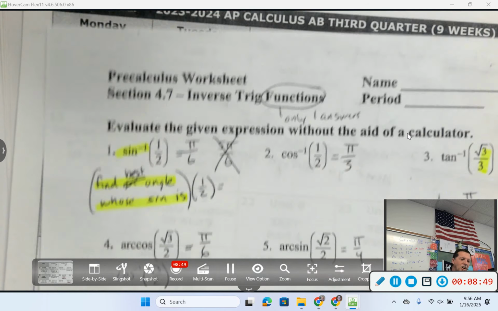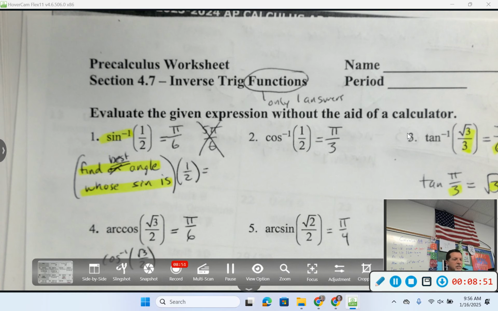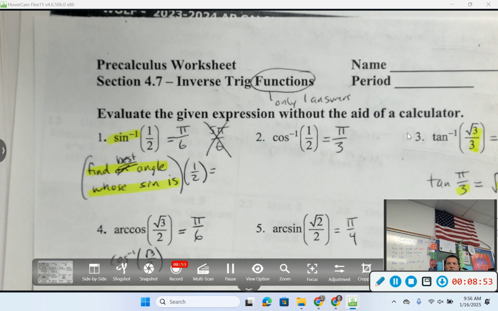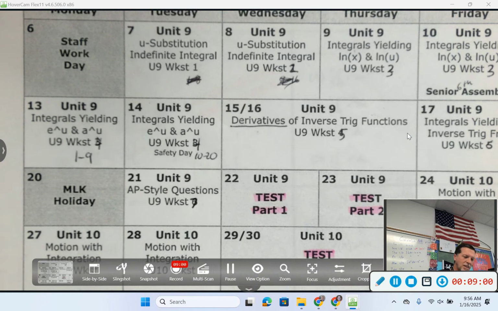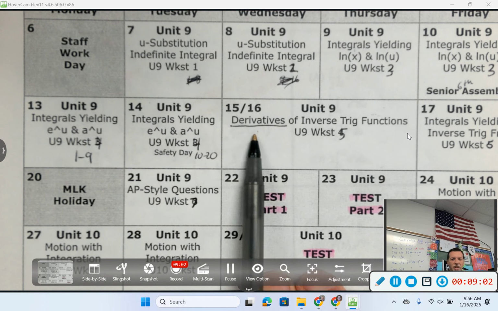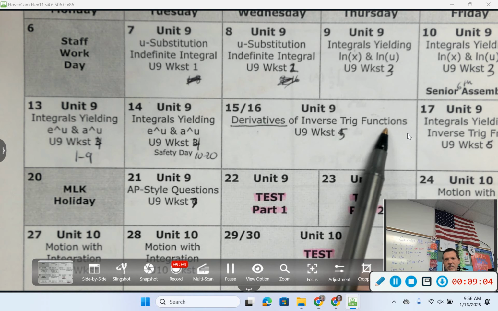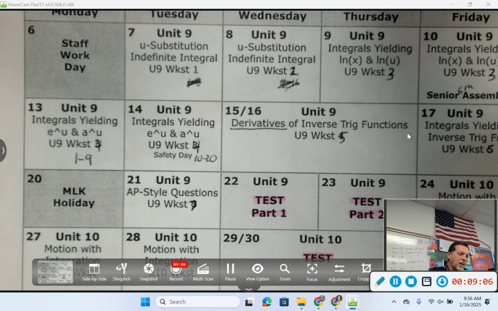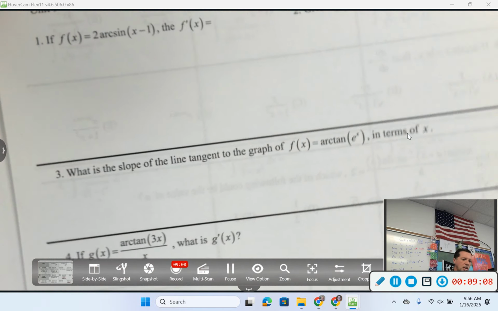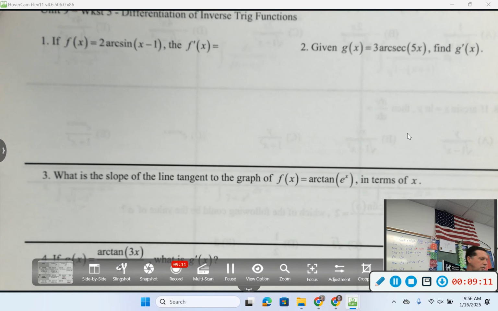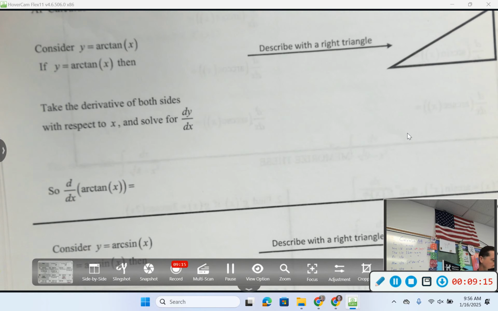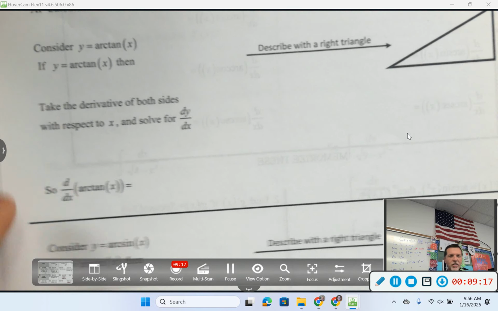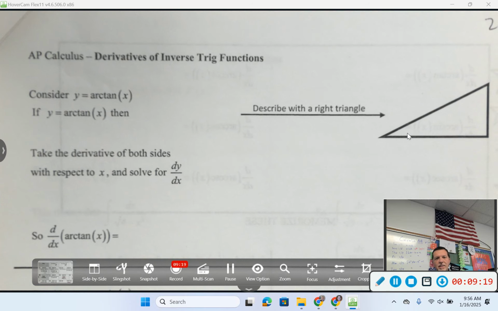So that's all inverse trig. There was no calculus in any of that. That was all just a review of pre-calc. But we're going to need that because right now we're going to do derivatives of inverse trig functions. So now that you're, again, experts on inverse trig functions, let's grab the notes packet, and we're going to do derivatives of inverse trig functions.